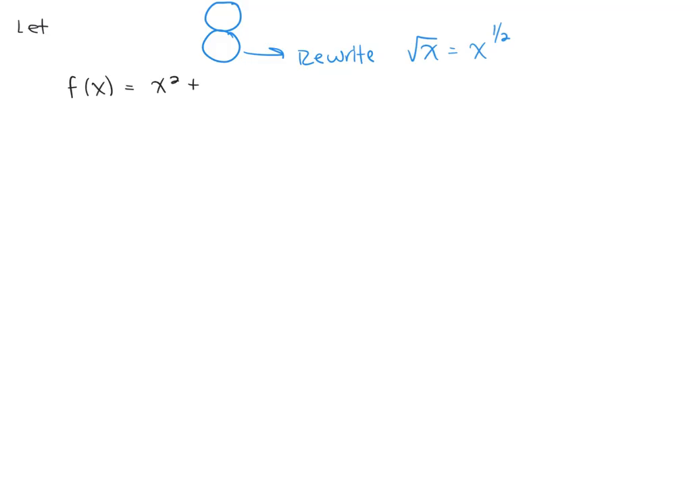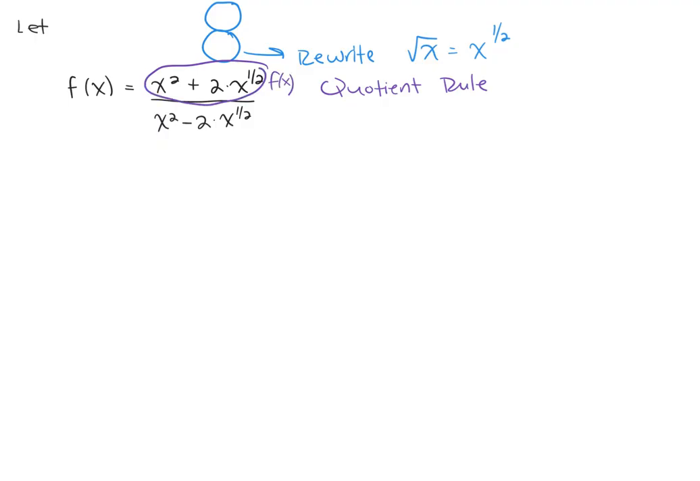So I'm going to rewrite this as x squared plus 2 times x to the 1/2, divide that by x squared minus 2 times x to the 1/2. And now let's remind ourselves of what the quotient rule says. Quotient rule says we are going to take the derivative of the numerator. So let me call this numerator f of x just so that we have something to name it, and I'm going to call this denominator here g of x.